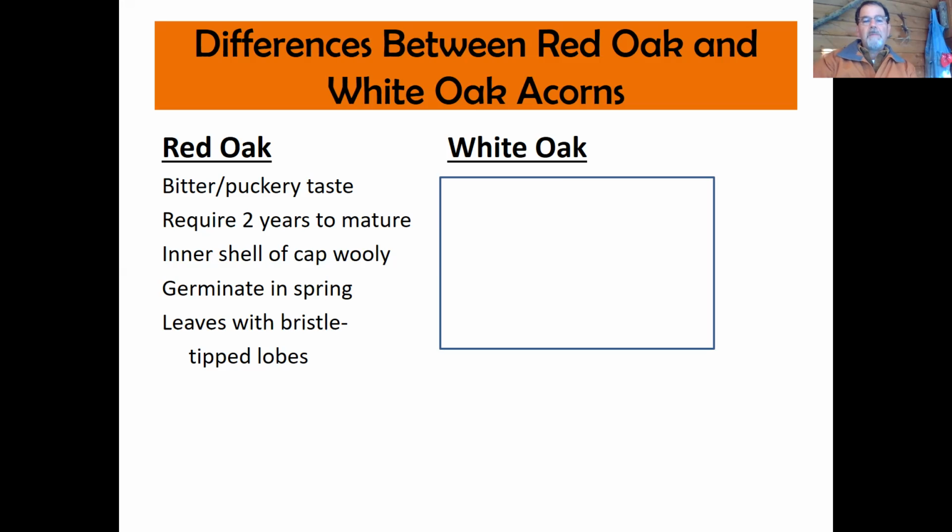The inner shell of the cap of the red oak acorn is woolly or silky. They germinate in the spring, meaning that they require a stratification period, or a cold snap, that the acorns must go through before they can successfully germinate. And then the leaves of red oak trees, and this is a general rule of thumb, will have bristle tips on the end of their lobes.